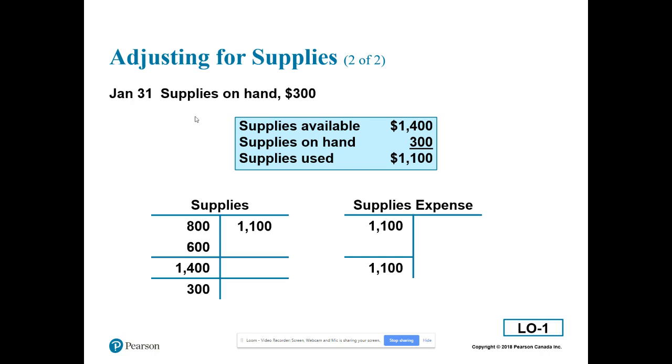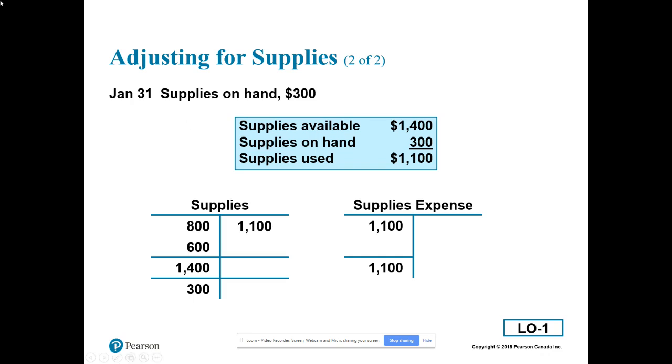With supplies, you'll be asked questions in two ways. One way is to say there are supplies on hand at the end of a certain period of blank dollars. In this case, it says supplies on hand January 31st, $300. Or you'll be told that the supplies used for January were $1,100. So there are two ways that they'll word it, so be careful on the wording when you go through this.